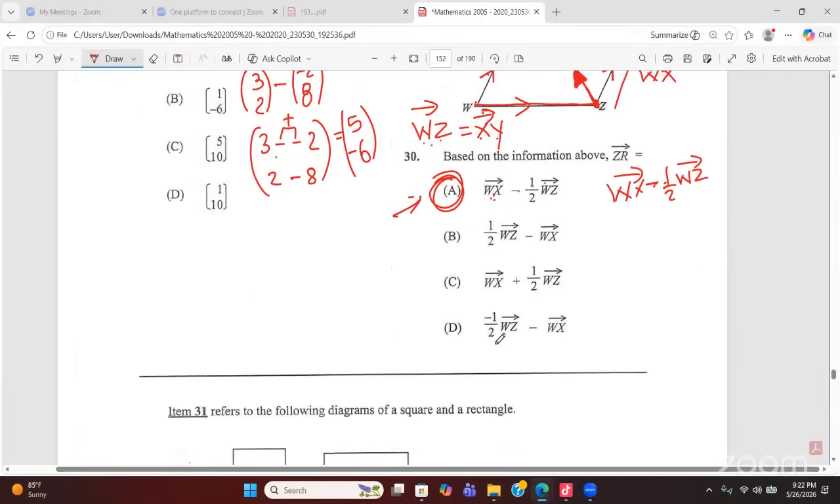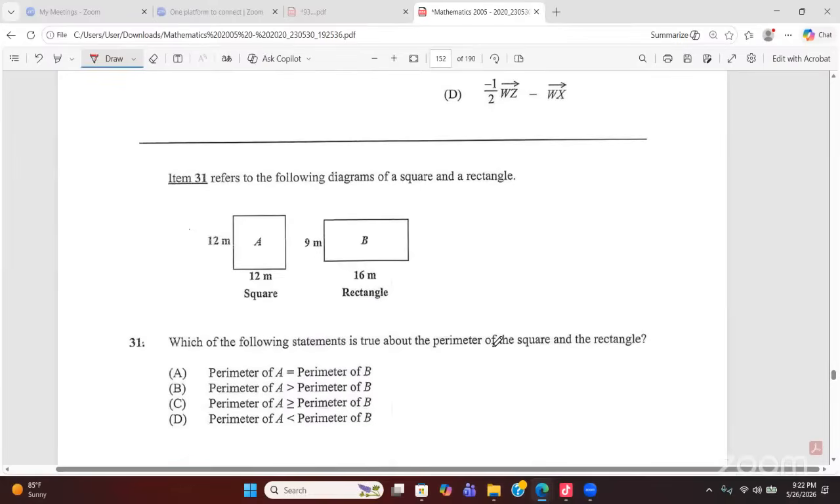All right, that one is A. This one, no. What are they checking for? Which of the following statement is true? It's about perimeter. So that means square and rectangle. So this is 12. This is 12. This is 16. This is 9. So I would work it out.